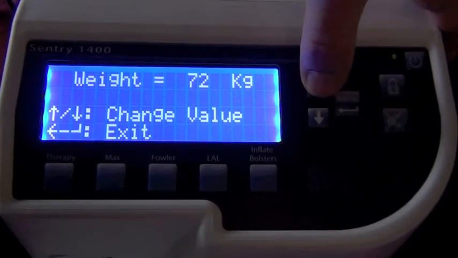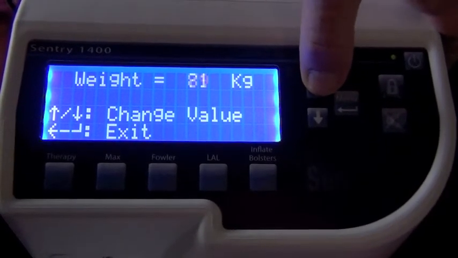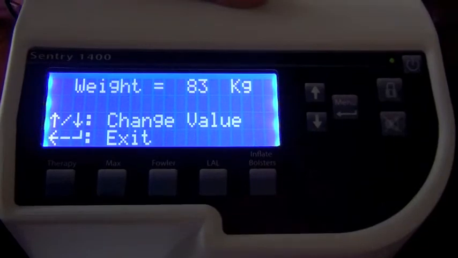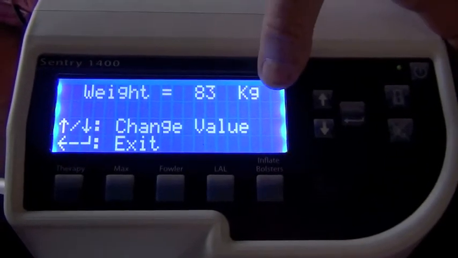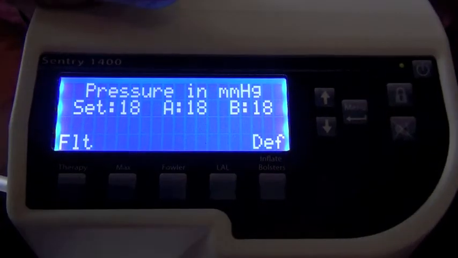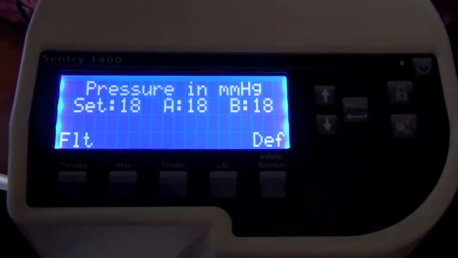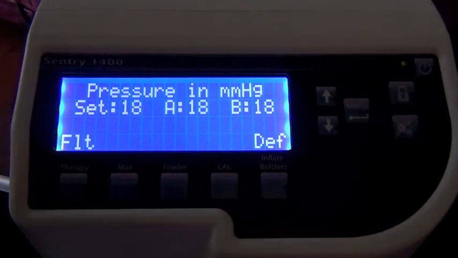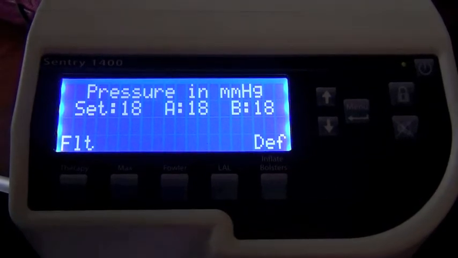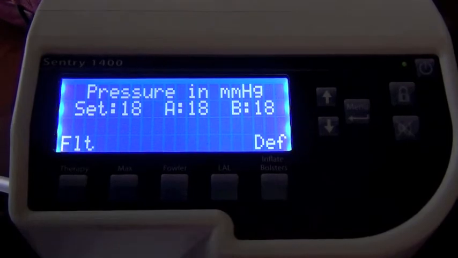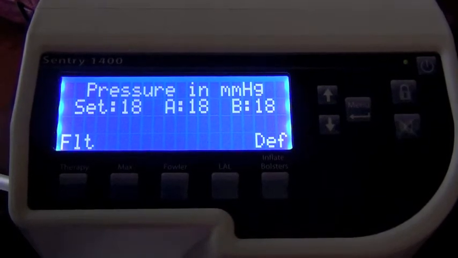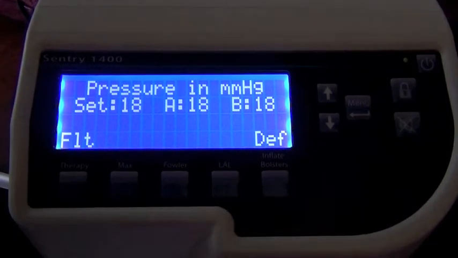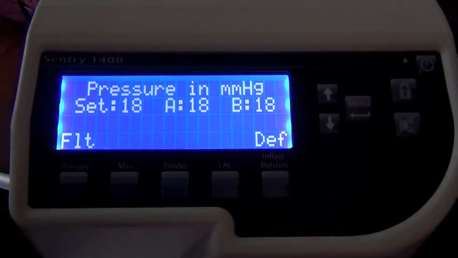For this patient, we're going to assume they weigh 83 kilograms. Once we've entered that weight, we press the menu button again, and now the device knows that we are going to be using it for a patient that weighs 83 kilograms. And that's important because we want to make sure that we have sufficient amount of air in the mattress to provide support and therapeutic support, but not so much that it creates discomfort.